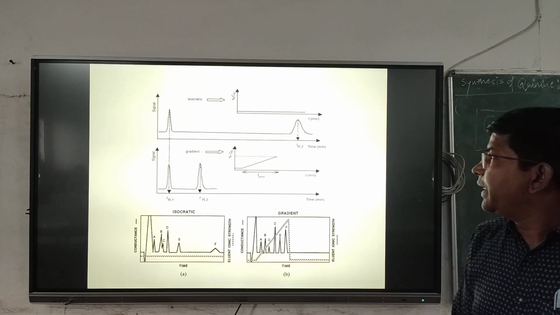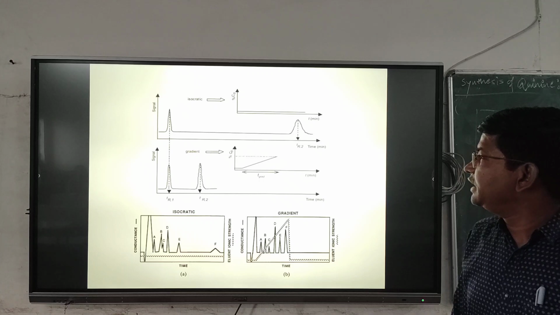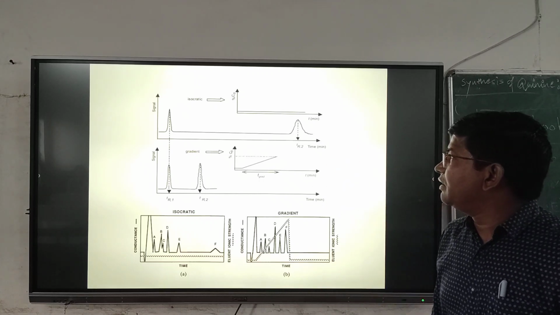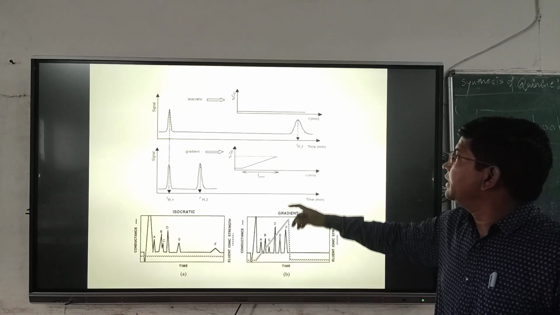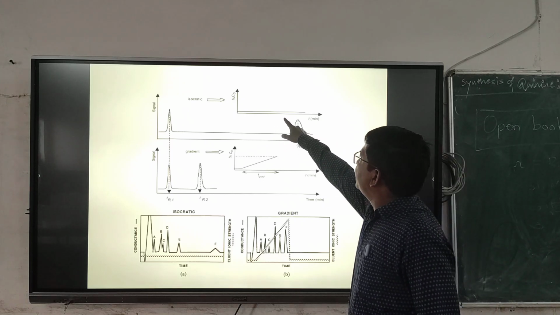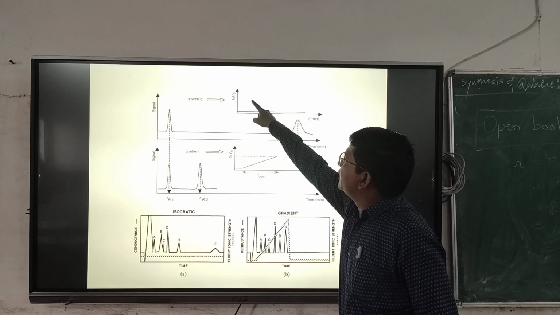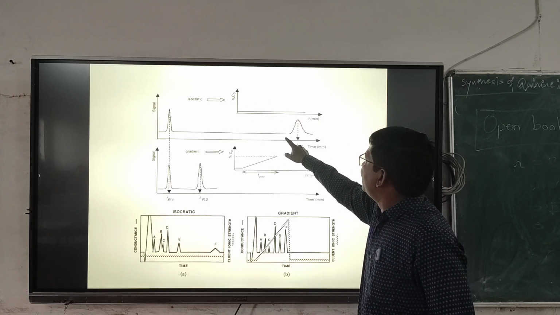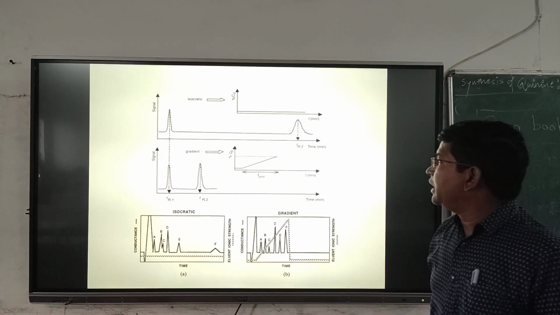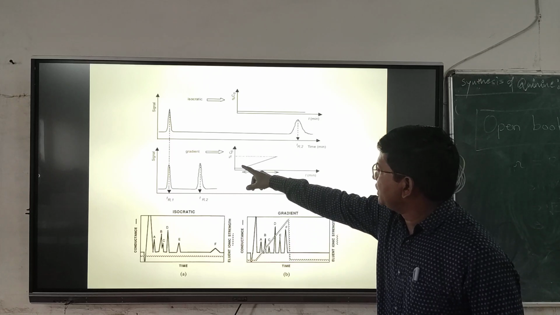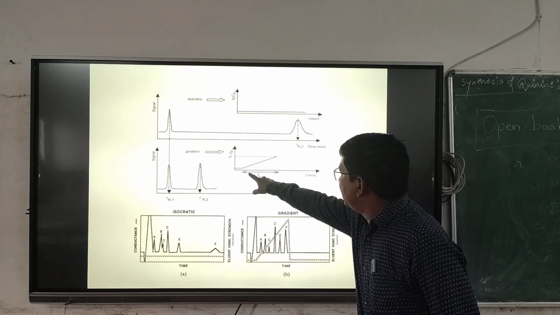So here, with this picture, we will see the separation of a compound mixture through isocratic and gradient elution. As we increase the time, the solvent composition is the same, and here we can see the peaks in isocratic elution.